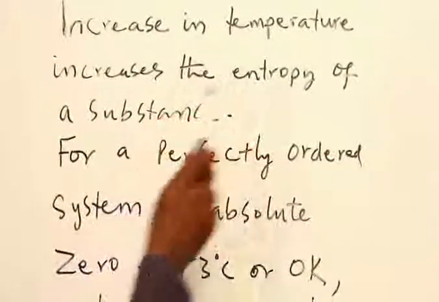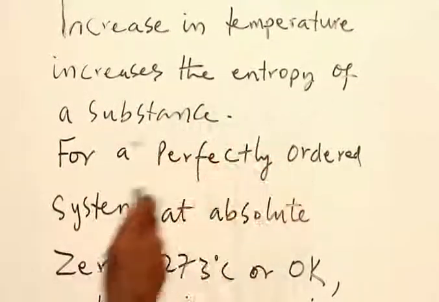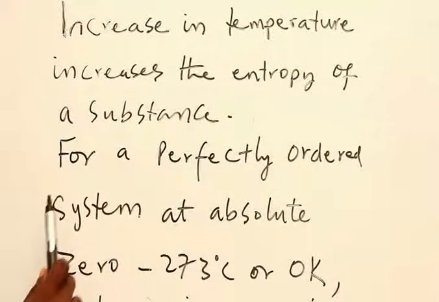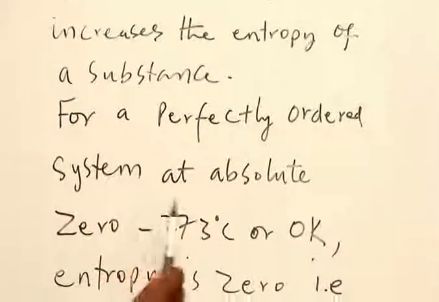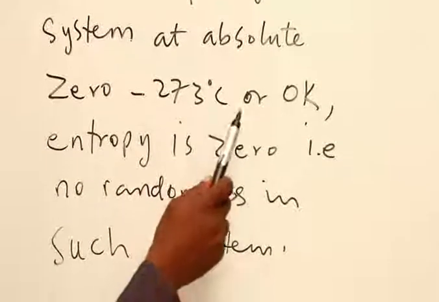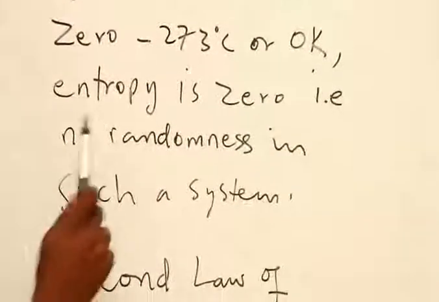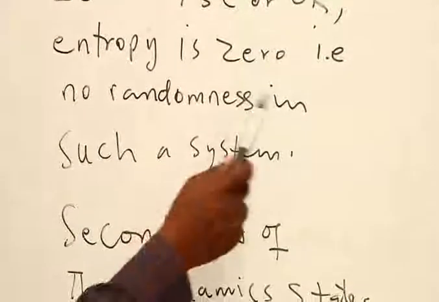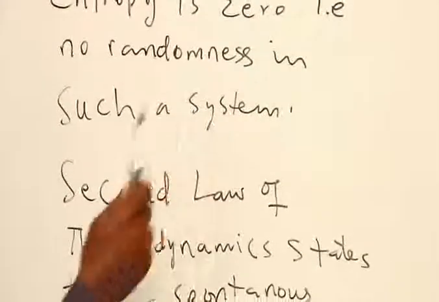Increase in temperature increases the entropy of a substance. For a perfectly ordered system at absolute zero, minus 273 degrees Celsius or 0 Kelvin, entropy is zero. That is, no randomness in such a system.